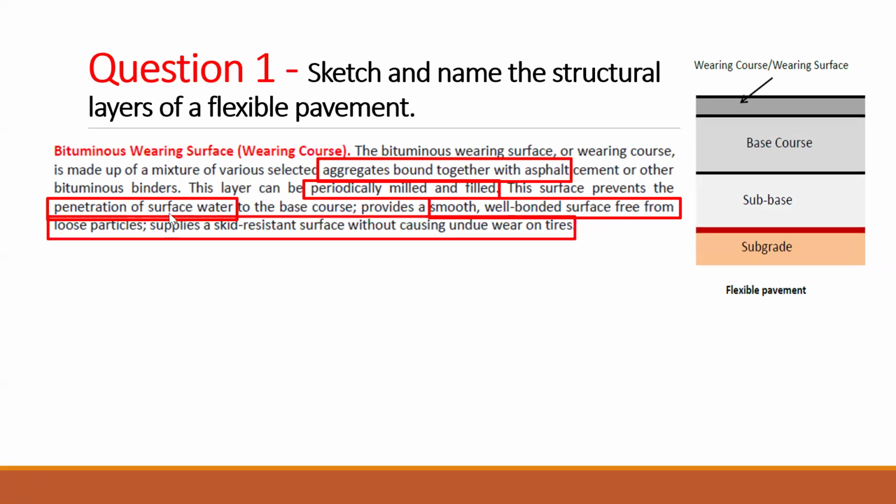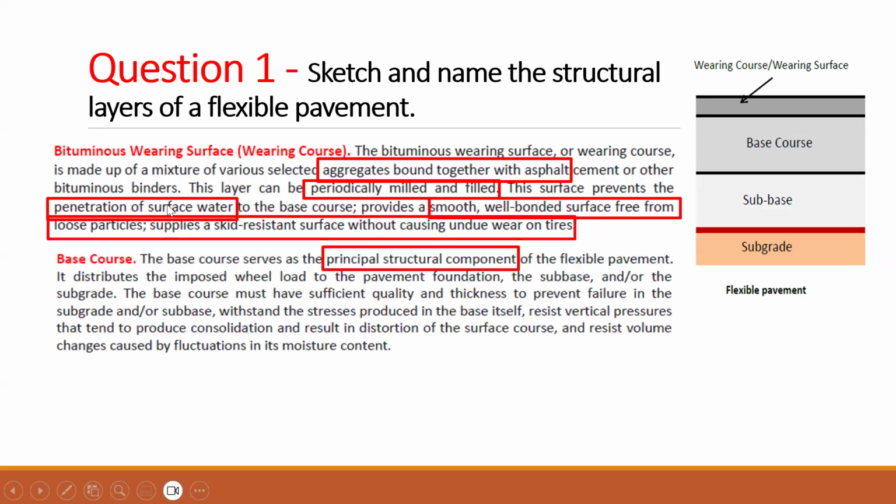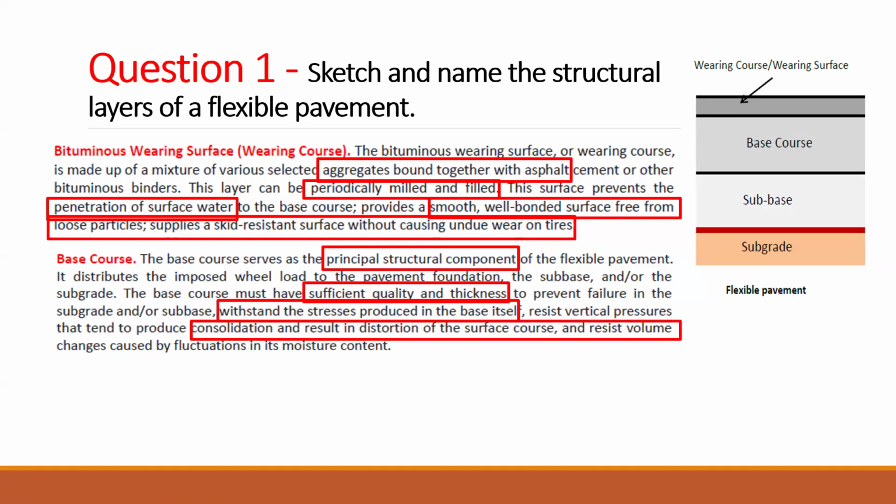Now, how about the base course? If you consider the base course, that is the principal structural component which takes the traffic loads, and we should select materials with sufficient quality, and we need to have the right thickness. We will discuss how to find the right thicknesses next week. And also it withstands the stresses produced in the base itself. And it resists vertical pressures that tend to produce consolidation and result in distortion of the surface course, and resists volume changes caused by fluctuations in its moisture content.